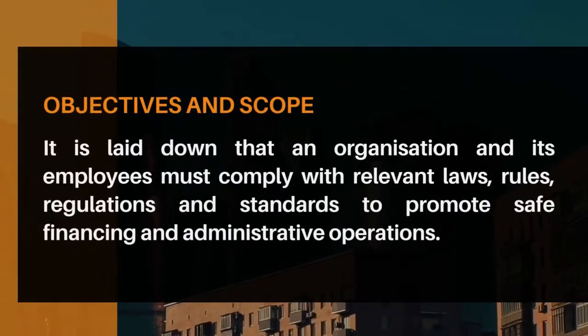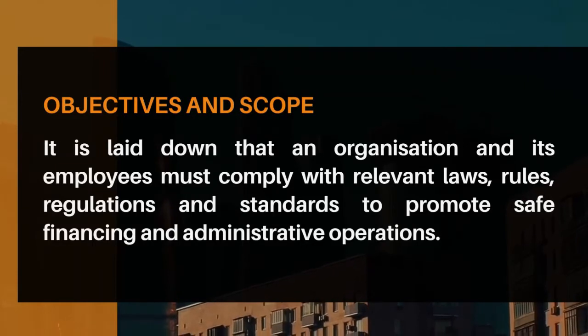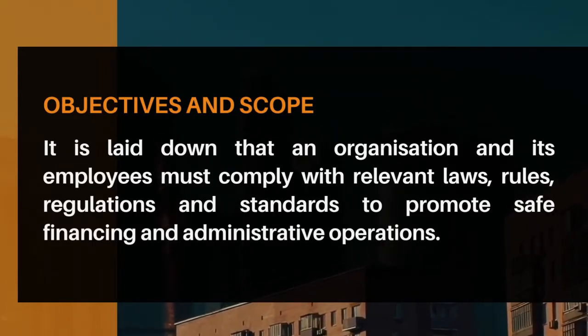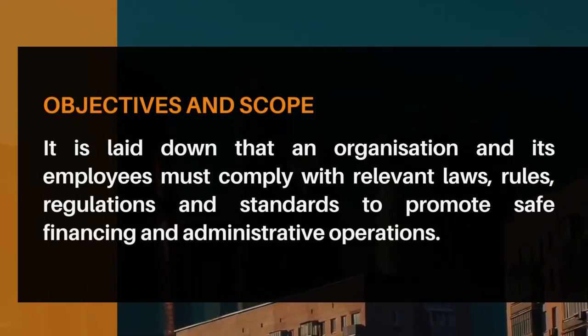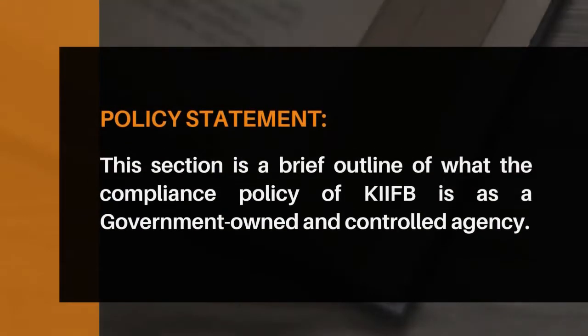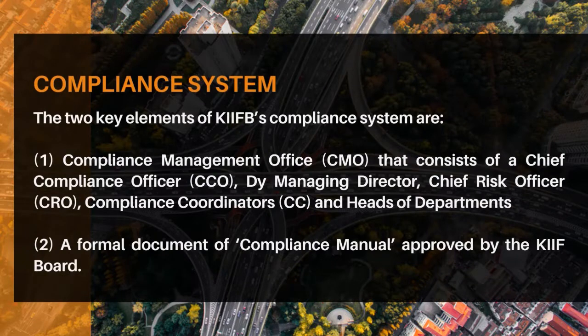Now we talk about the first section, objectives and scope. This is to promote safe financing and administrative operations. It is clearly stated that an organization and its employees must comply with relevant laws, rules, regulations, and standards. The second section, policy statement, gives a brief outline of what the compliance policy of KIIFB is as a government-owned and controlled agency.